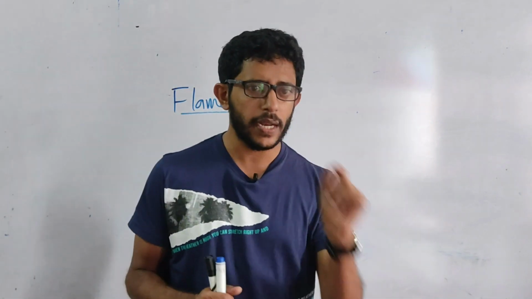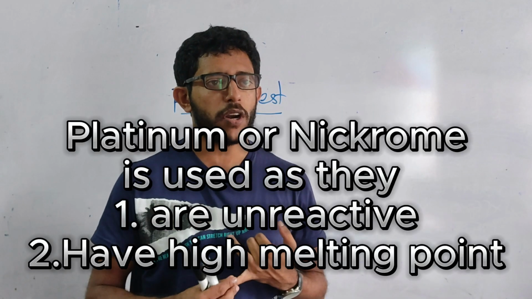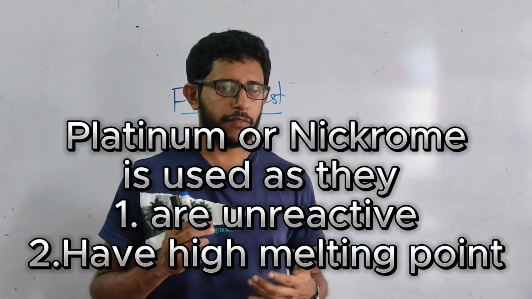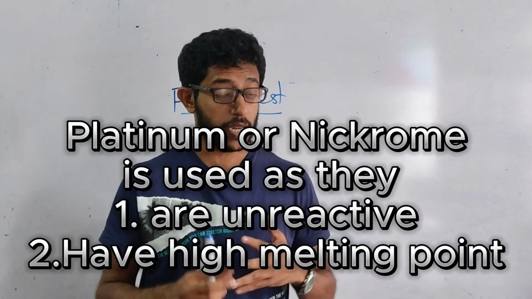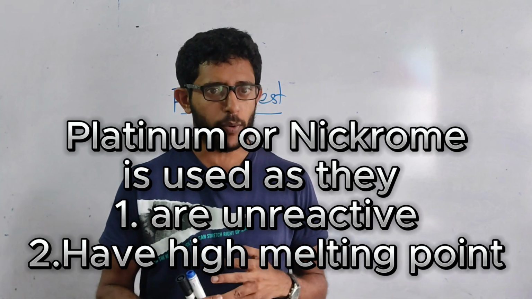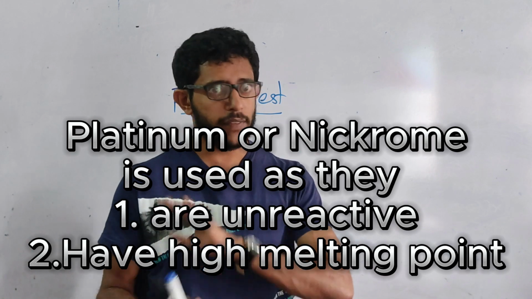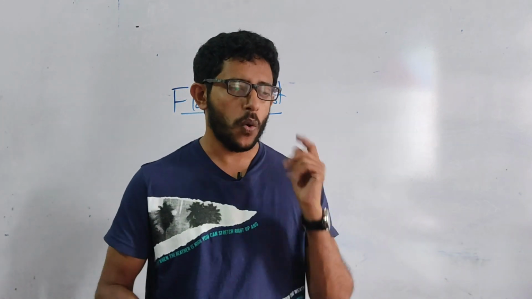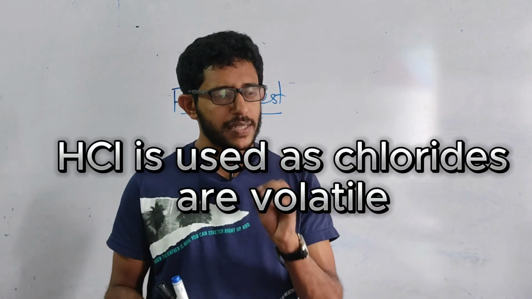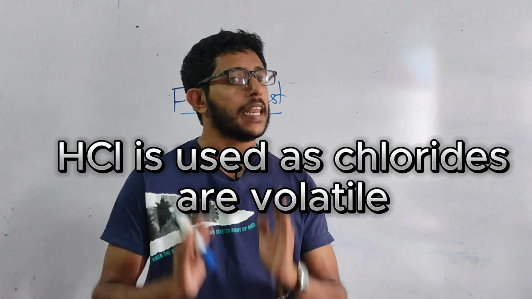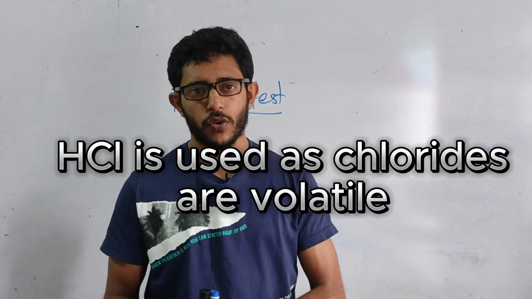Right. Why do we need platinum or nichrome? One reason is they are unreactive. The second reason is they have a very high melting point. Why do we need HCl? We can't use nitric or sulfuric acid for this. Because chlorides are highly volatile. That's the reason why we use HCl.